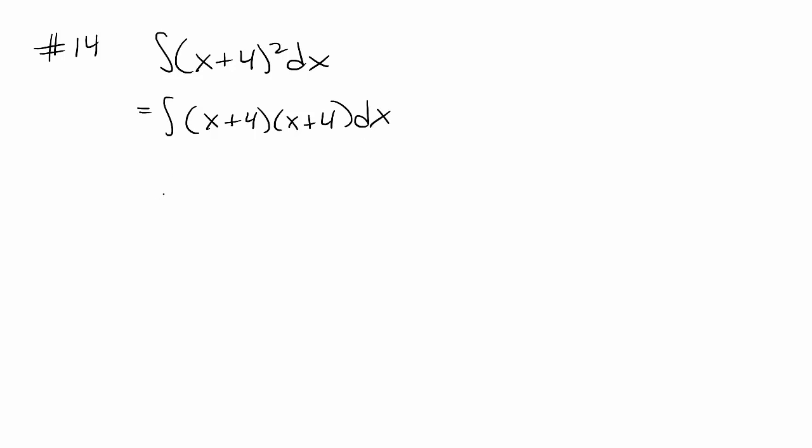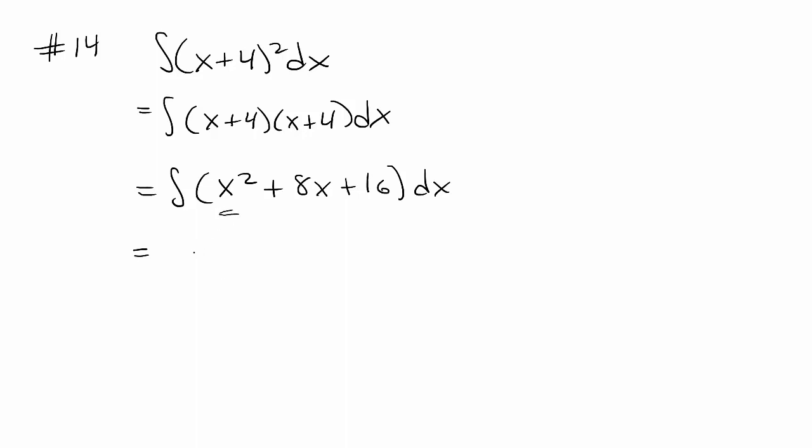All right, so for number 14, we have the integral of x plus 4 squared dx. So this is like x plus 4 times x plus 4, right? So you have a product in there, and there's no product rule for integration. So you're going to have to actually FOIL this to get x² plus 8x plus 16 dx before you can actually integrate. Then you just integrate each term separately now that it's just a sum of terms.